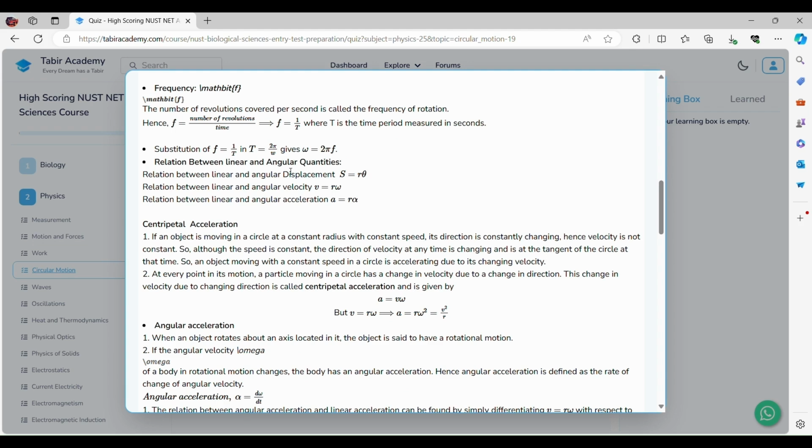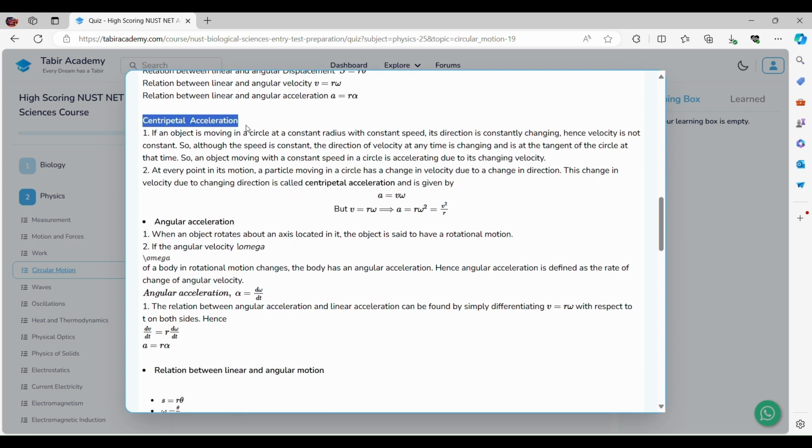This is your relation between linear and angular quantities: angular displacement, velocity and acceleration. So displacement equals r, which is your radius, multiplied by theta, which is your angular displacement. Velocity is equal to r multiplied by your angular velocity, and acceleration is equal to your radius multiplied by your angular acceleration.